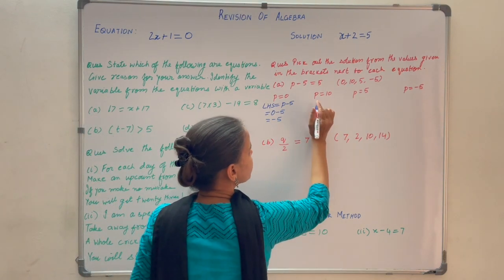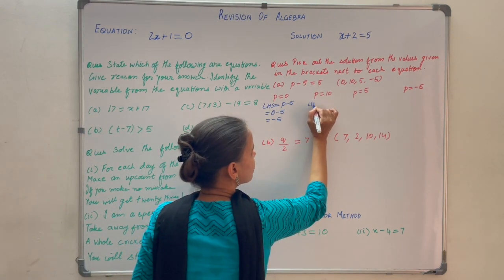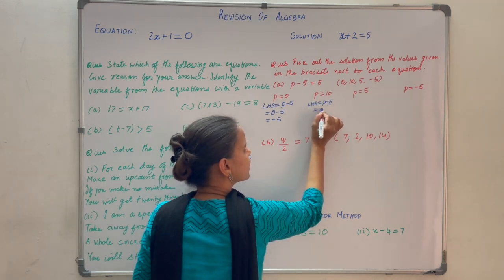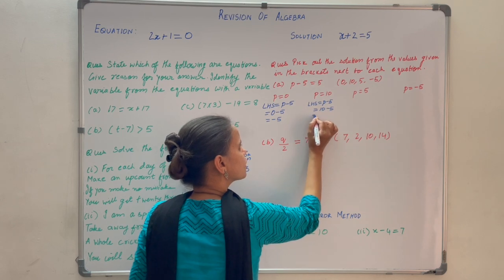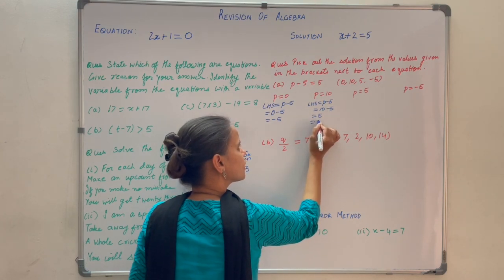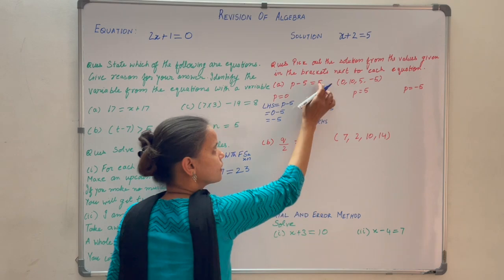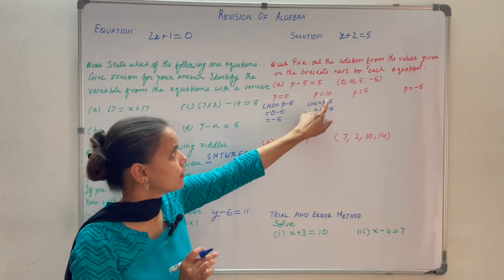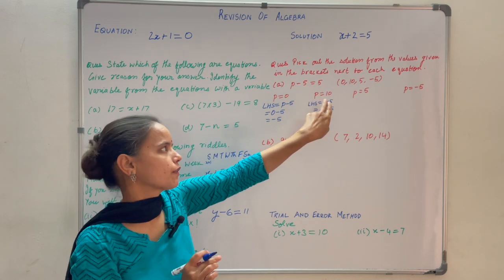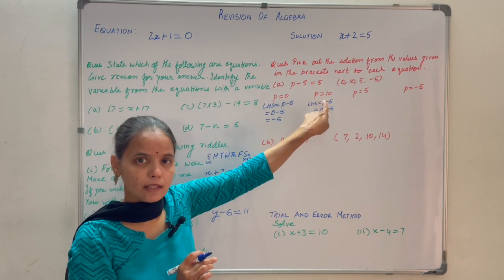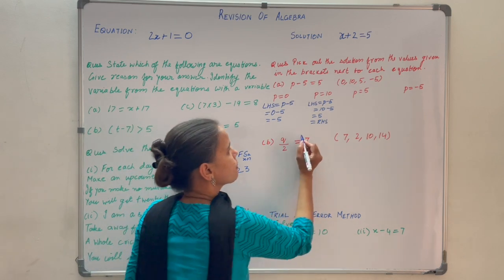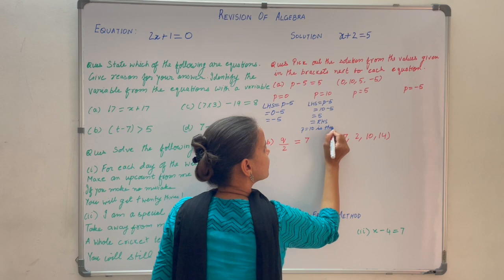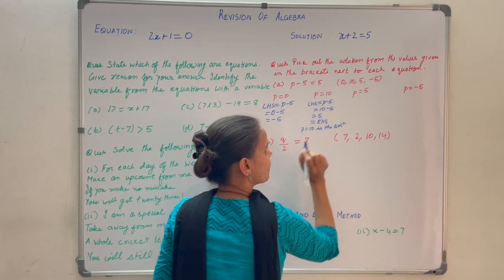Now let us see for p equals 10. On the left hand side you have p minus 5. So 10 minus 5 gives you 5. So that is equal to the right hand side. So at p equals 10, the equation is satisfied. So p equals 10 is the solution of the equation.